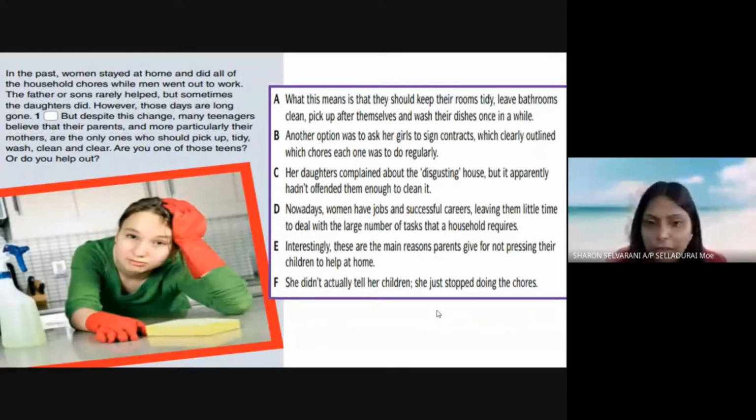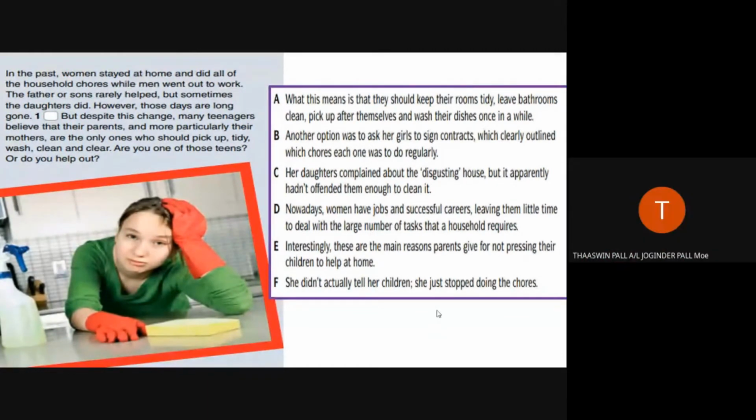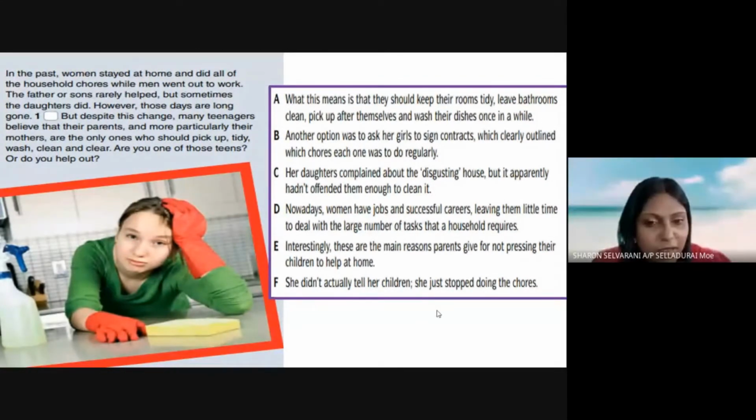Okay, look at the sentence here. In the past, women stayed at home and did all the household chores while men went out to work. Fathers or sons rarely helped, but sometimes the daughters did. However, those days are long gone. Okay, so what can you say? E. Teacher, D. Pardon? D. Okay, let's see whether D can fit in.